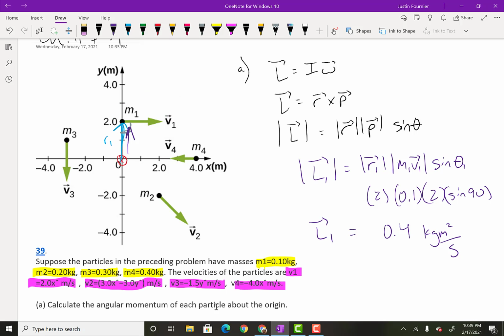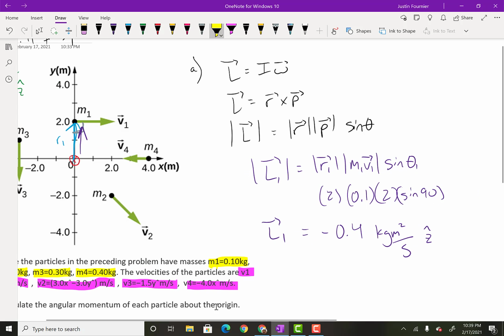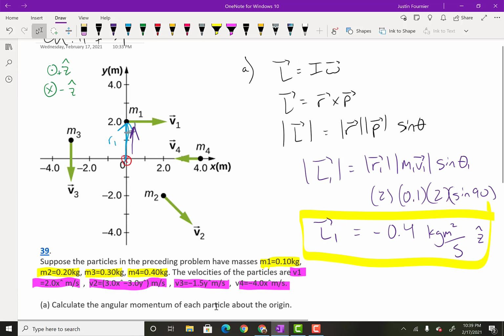And so typically by convention, out of the page is considered the positive z-axis, and into the page is considered the negative z-axis. So this is going to be pointing into the page, and that's the negative z-axis. So it's actually going to be negative z-hat right here. That's telling me, there's my angular momentum there.